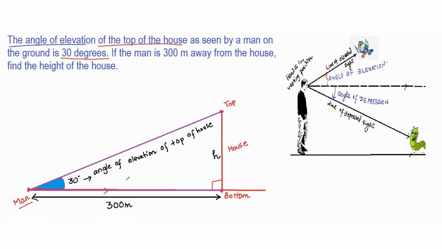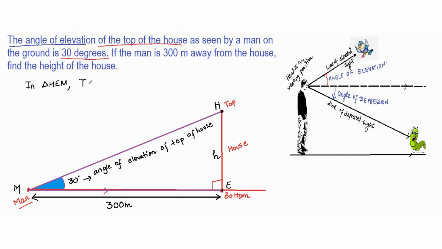Okay, so now let us find the right trigonometric ratio to solve this problem. First, let me label the vertices. Let this be vertex M. M is for the man. Let this be the top of the house. So let me assign the letter H to the top of the house, and let me assign E to the vertex at the bottom of the house. So I can say that in triangle HEM, with respect to 30 degrees, I have to find the opposite side, and the adjacent side is given.